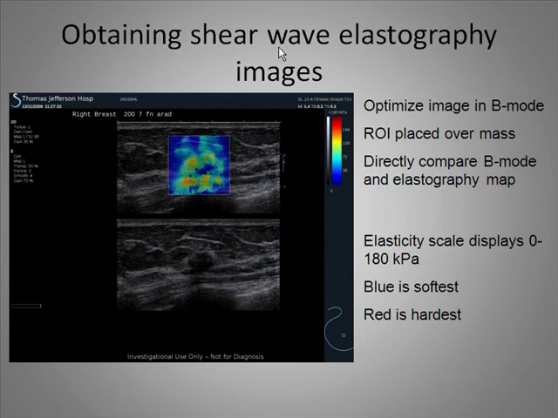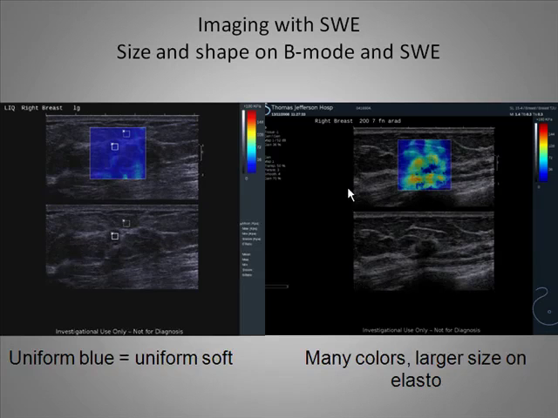And on machines that are available in Europe and probably soon to be available in the United States, the elasticity scale is actually displayed in quantitative measurements of kilopascal. And similar to strain imaging, shear wave imaging will display differences in the lesion characteristics with the elastogram. Very soft lesions will be almost indistinguishable from background tissue on the elastogram, whereas abnormal stiff masses will be larger and more irregular on the elastogram than they are on the B-mode image.